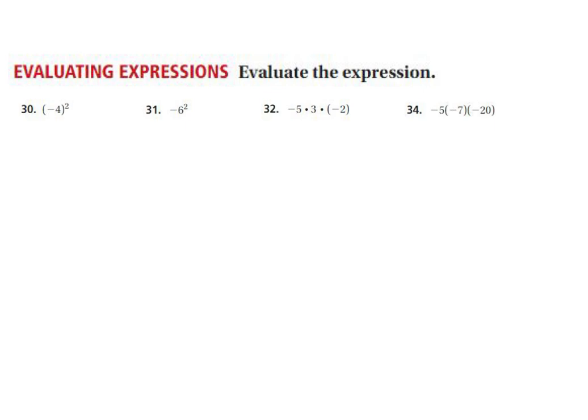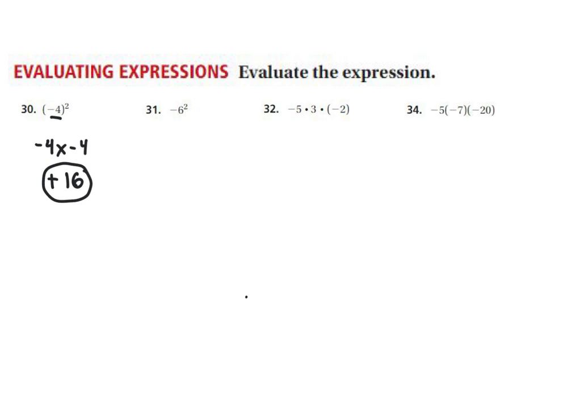Evaluate the expression. So what that means for number 30, we are going to take the base of negative 4 and we're just going to multiply it by itself. So negative 4 times negative 4. The signs are the same. A negative times a negative is a positive, and 4 times 4 is 16.